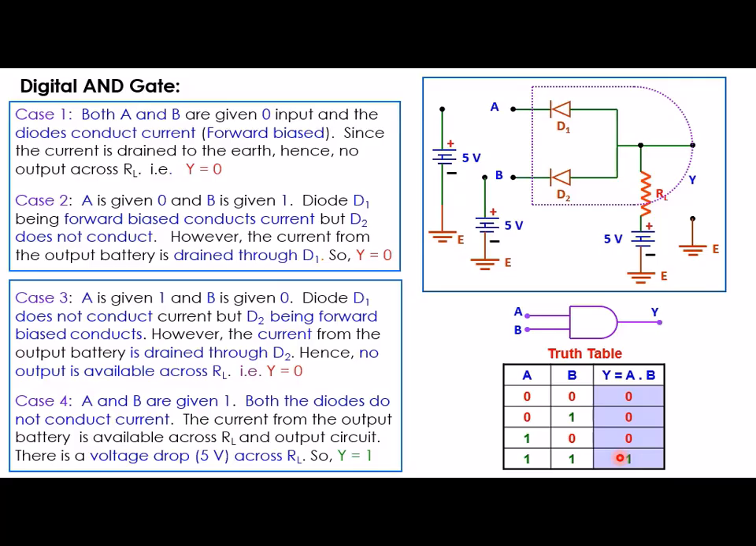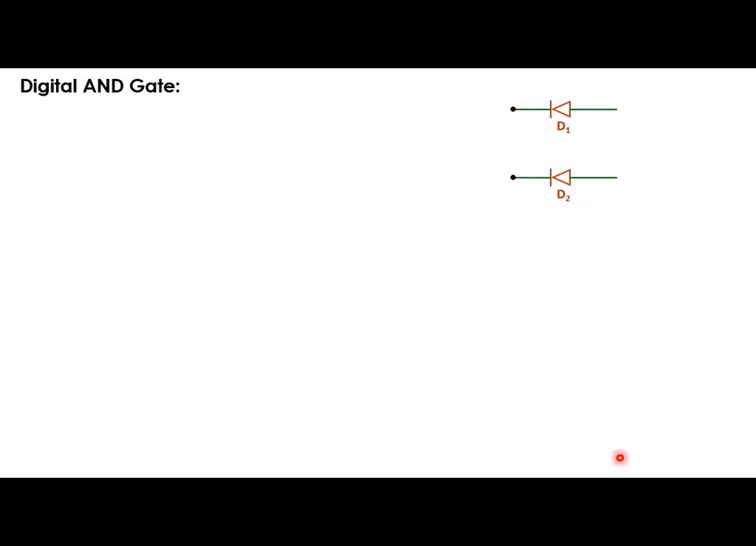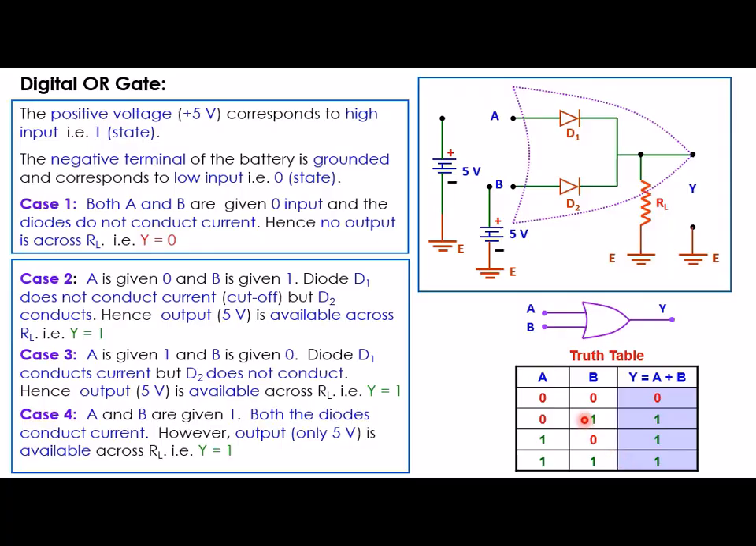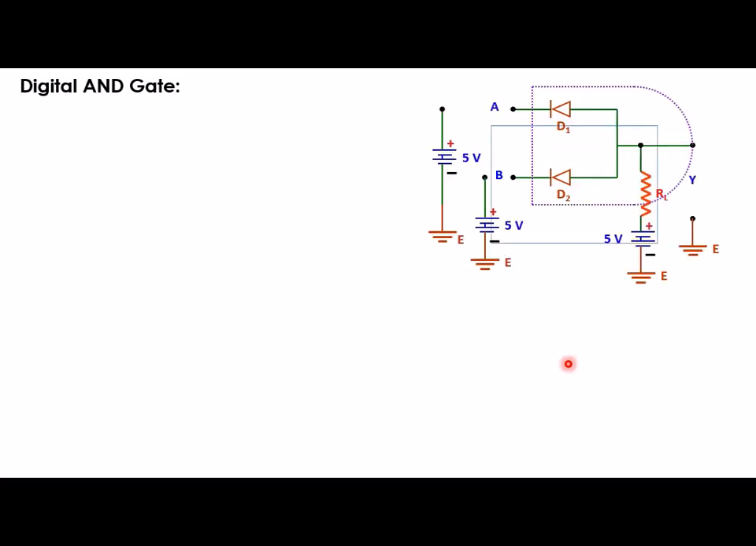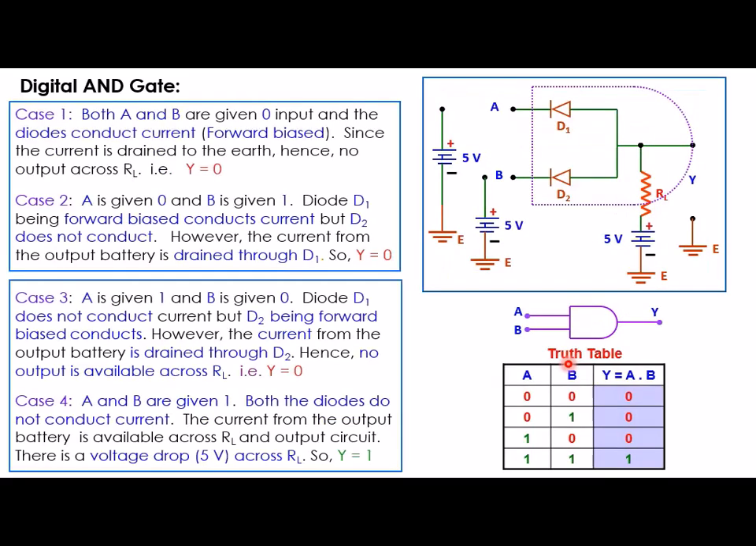Now in case of the OR gate also, if we see the truth table of the OR gate, when both the inputs A and B are the same, then the output is also the same. When A is 0, B is 0, output is also 0. When A is 1, B is 1, output is also 1. So in case of both AND gate and OR gate, when both the inputs are given the same, then the output will also come out to be the same.